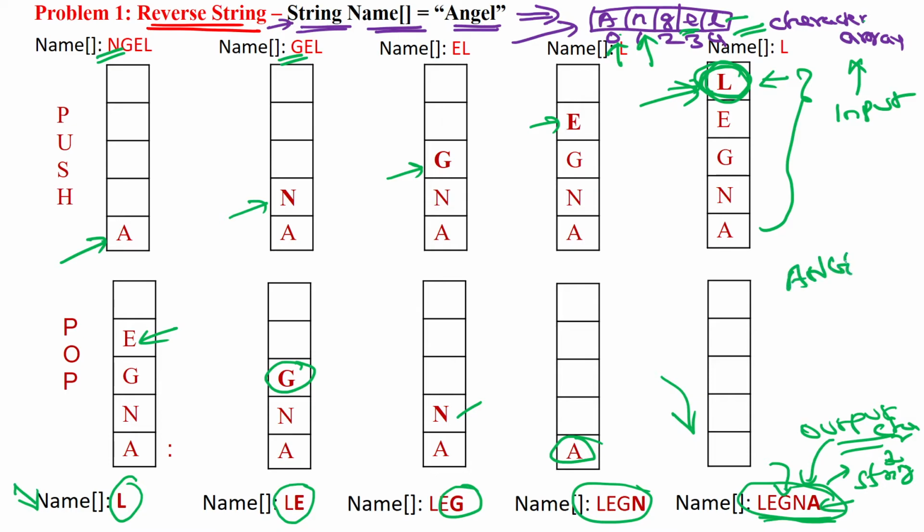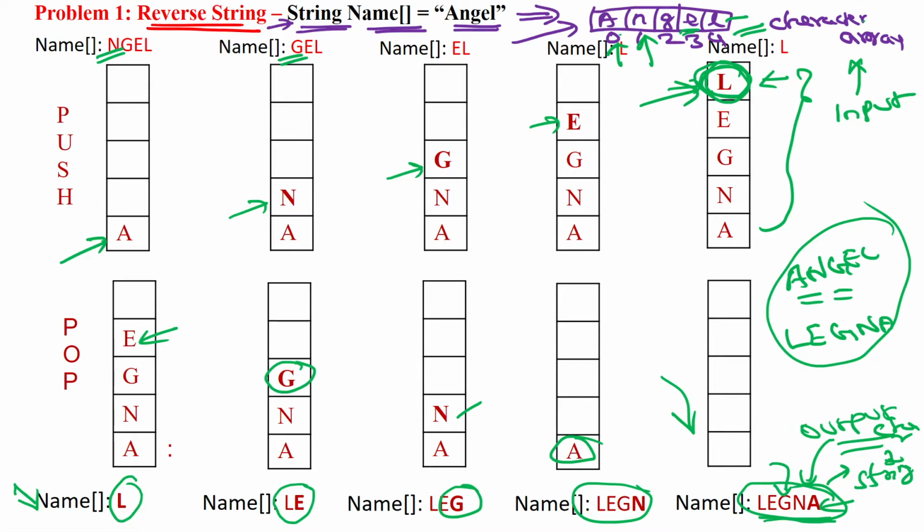This is "angel", the input string, and we are checking whether it is equivalent to "legna". If both strings are not matching, then automatically we can say it is not a palindrome. One application is to reverse the string, and another application is just checking whether the given string is a palindrome or not by using the reversed string.